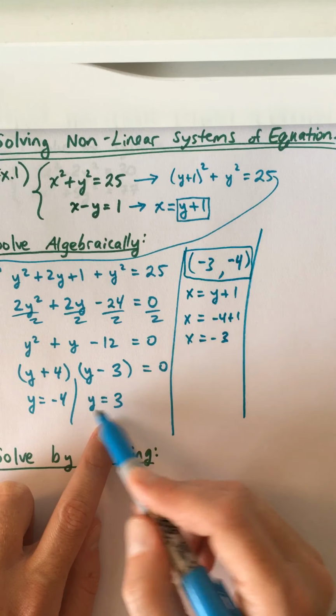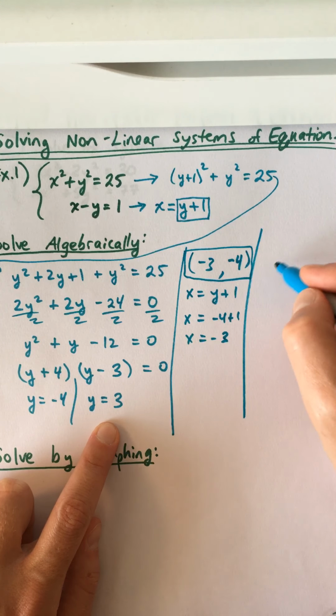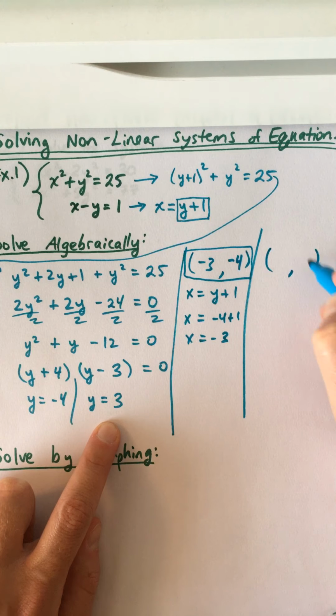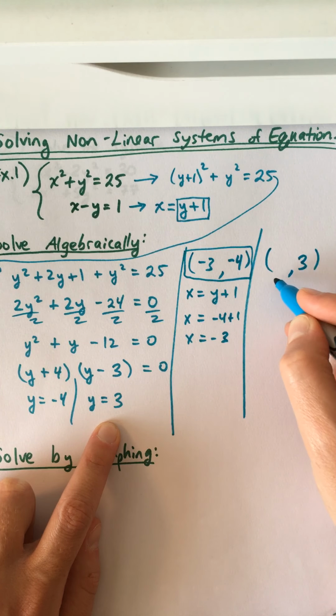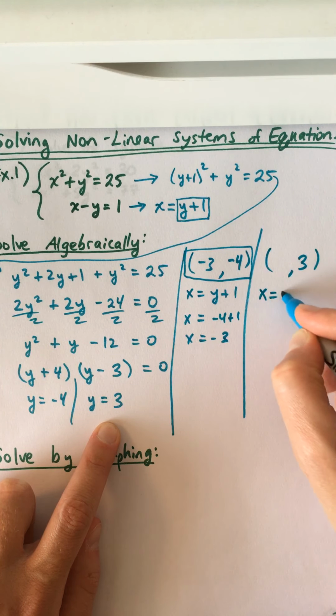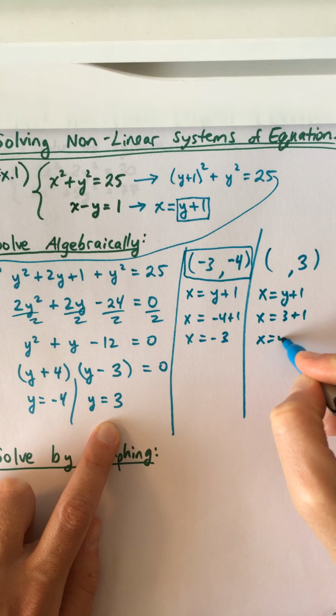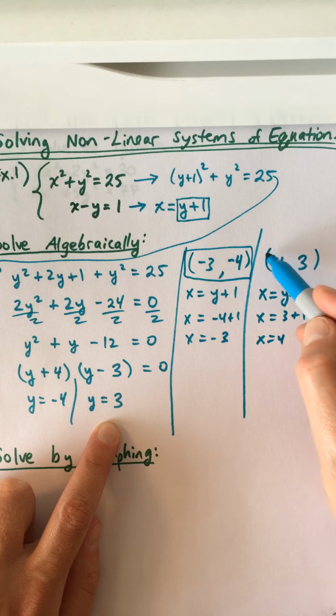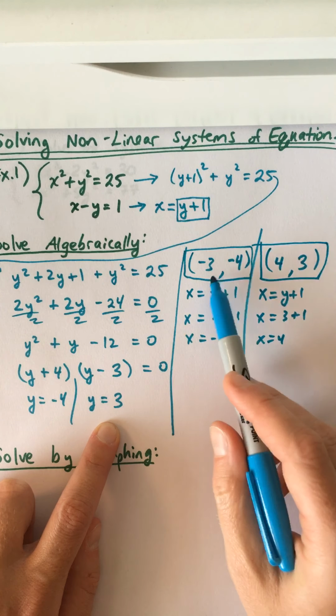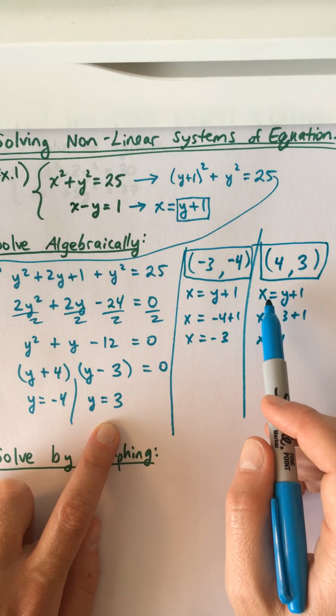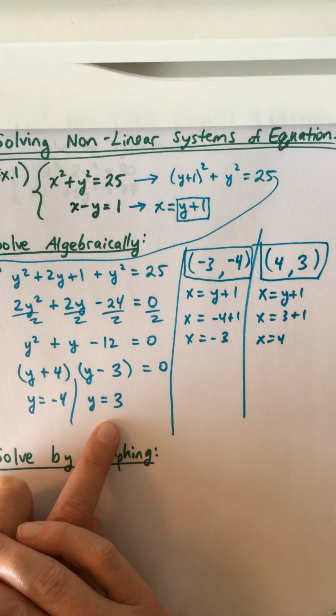We also have another solution for when y is 3. So again, thinking about my solution being a coordinate pair, when y is 3, let's figure out what x is. X equals y plus 1, so x equals 3 plus 1, so x equals 4. 4, 3 is the other solution. So we've got two coordinate pairs as solutions to this system.